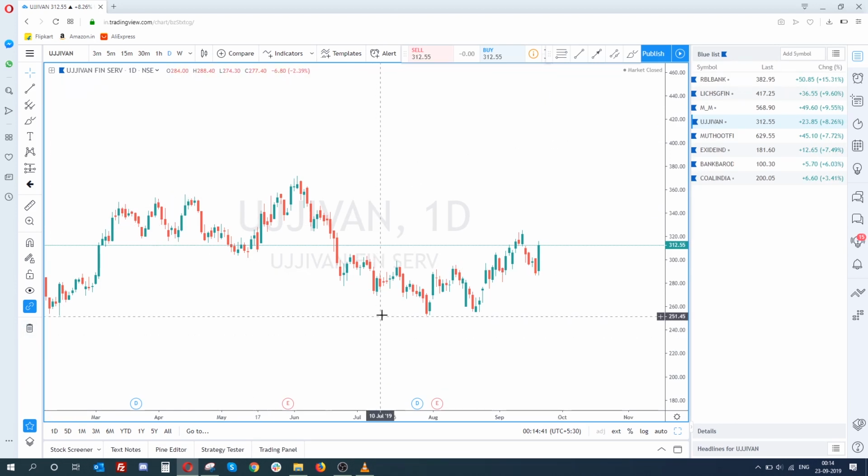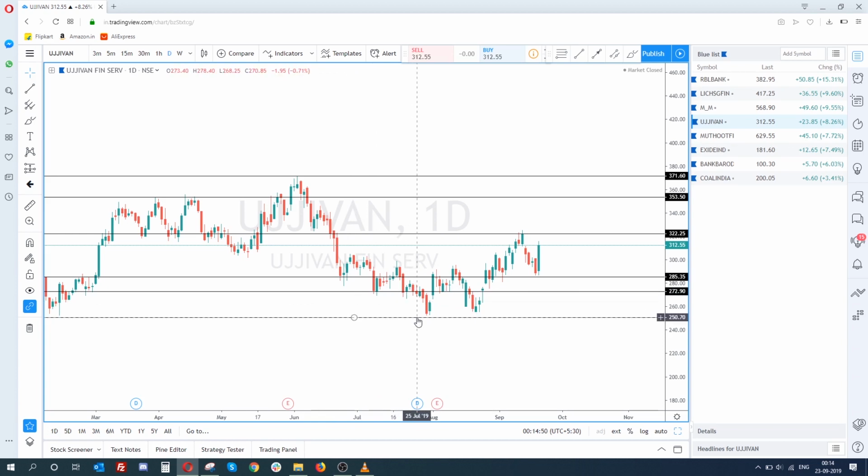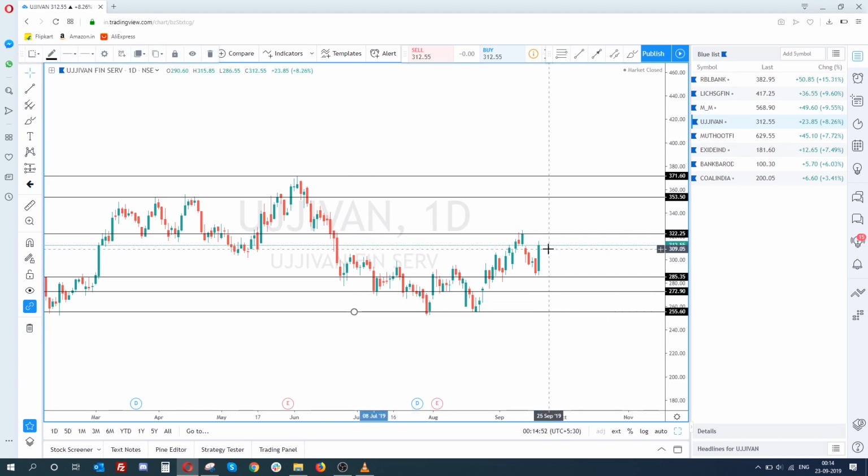And now I will draw support and resistance. So this one doesn't tell me the story of Ujjivan, right? Every stock has a certain personality, guys. So I cannot see the personality of Ujjivan if I draw a pattern like this, I mean, support and resistance.